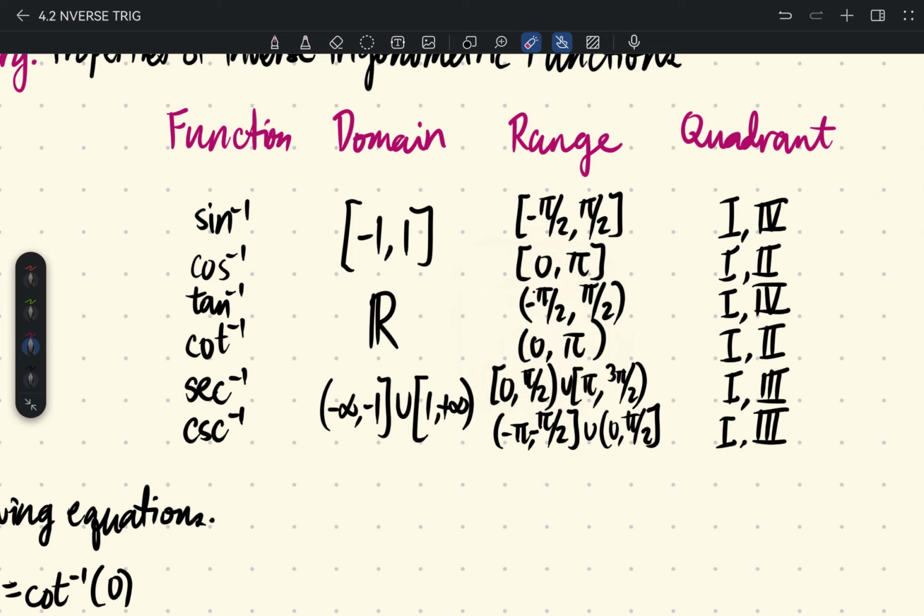For secant inverse, you have this interval right here, 0 to pi over 2, including 0, union pi to 3 pi over 2, including pi. And for cosecant inverse, you have negative pi to negative pi over 2, including negative pi over 2, union 0 to pi over 2, including pi over 2.